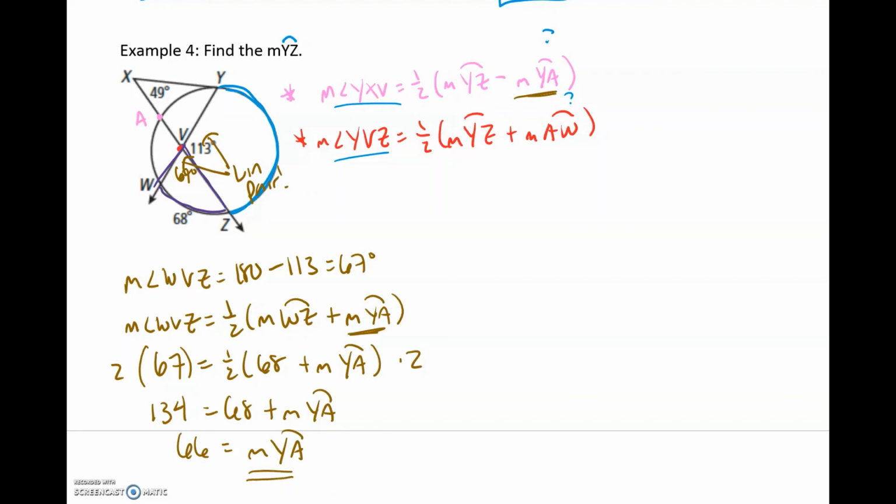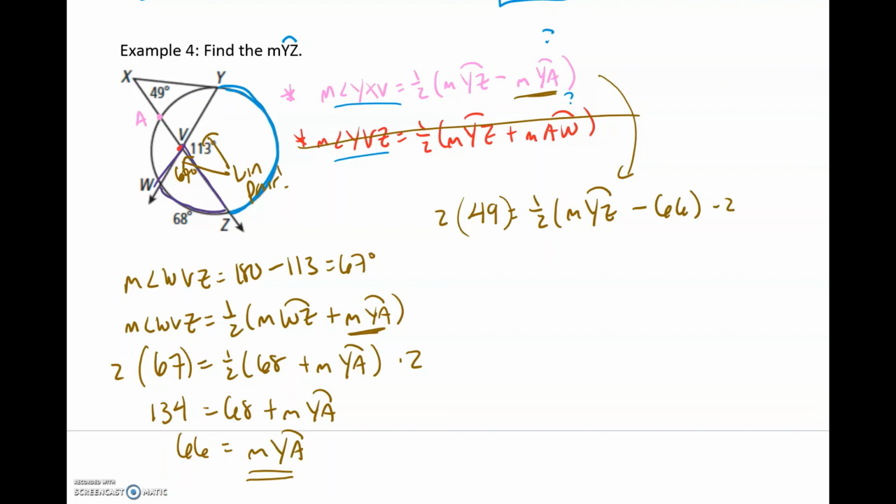And now that I have YA, I'm not going to use that second equation. I'm going to use that first one because I found YA rather than AW. And I know that the measure of angle YXV is 49. So I'm going to substitute 49 in. I'm looking for YZ, so leave that as an unknown. And then plug in 66. And once again, I'm going to multiply by 2 because I like to get rid of the fraction first. So then I'm going to get 98, and then add the 66 to both sides to get 164 as the measure of that missing arc YZ.